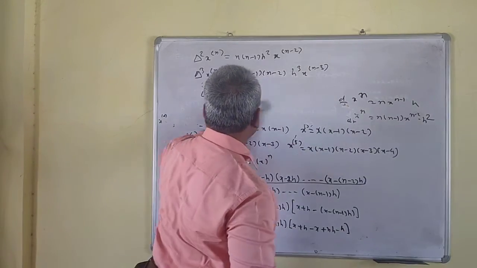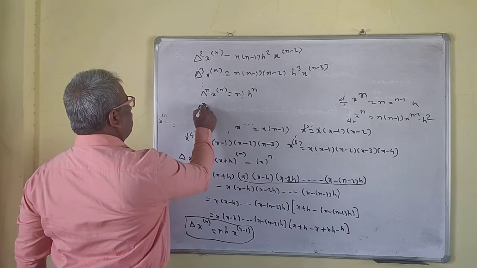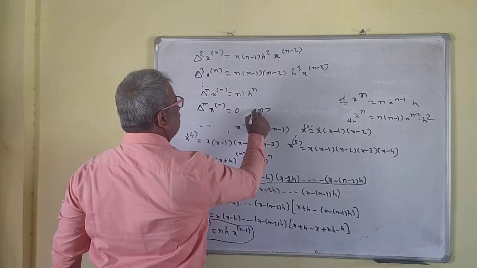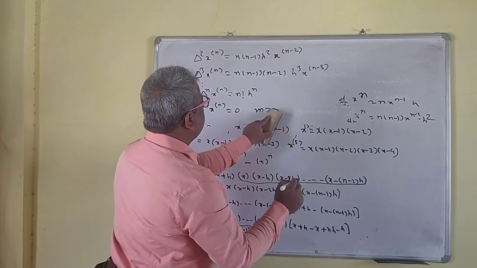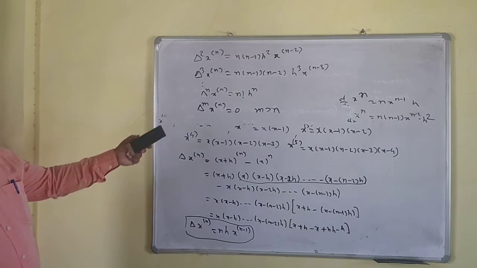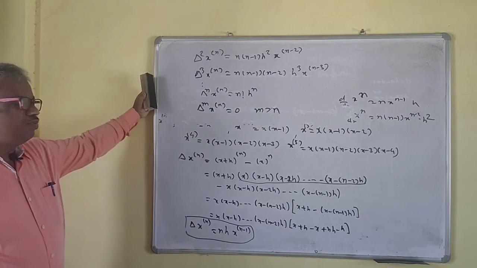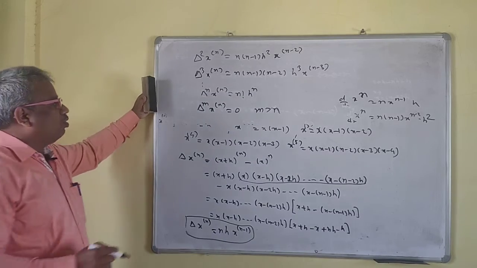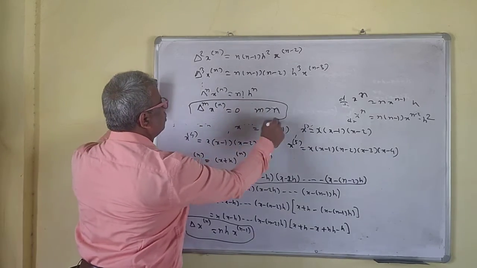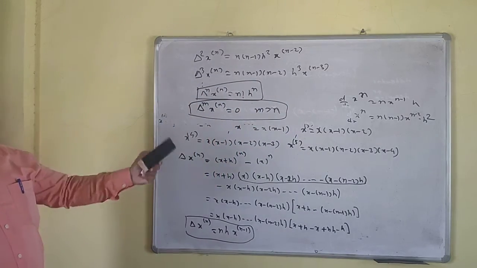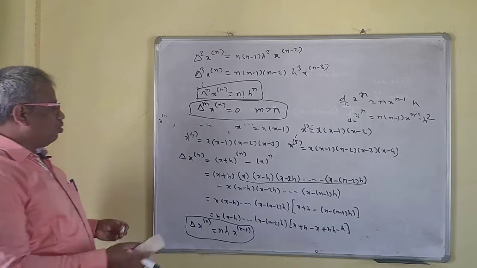So greater than n. So that means what? This is m x to the power n is 0 if m is greater than n. If m is greater than n, that means the n plus 1 difference is 0, right? The n plus 2 difference is 0. Greater than n, it will be 0. Okay. So remember this. These are the formulas to find the forward difference of the factorial notation.